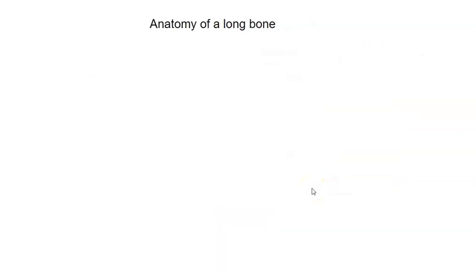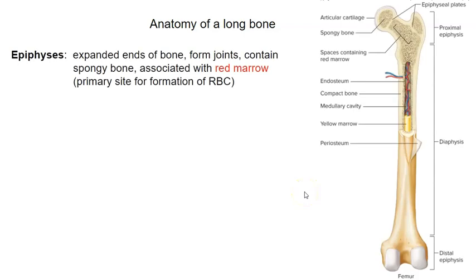Now let's talk about the long bone. Let's look at the anatomy of one of those. Here's a long bone. We have a lot going on, so let's go through it slowly. At the end of each long bone, whether it's the proximal end or the distal end, we have this thing called an epiphysis, or if you have two of them, epiphyses. That's the expanded end of the bone, where it forms a joint with another bone.